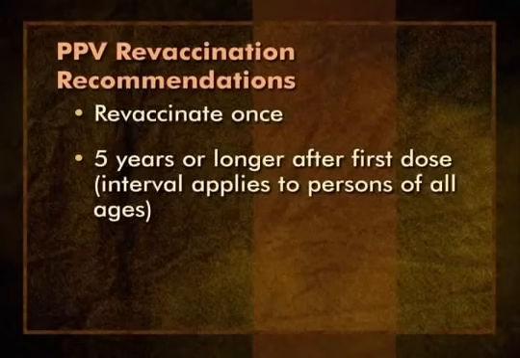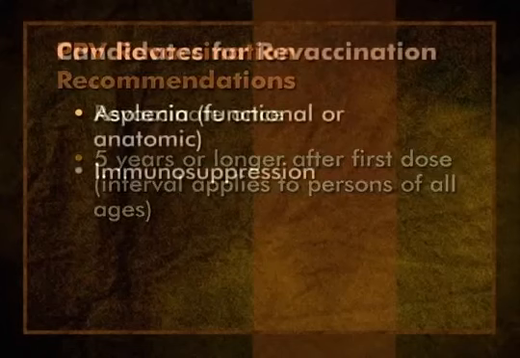Revaccination is a one-time event. Data for the safety and efficacy of more than 2 doses are not available, so only one revaccination dose should be given. This single revaccination dose should be given 5 years or longer after the first dose. This revaccination interval applies to persons of all ages.